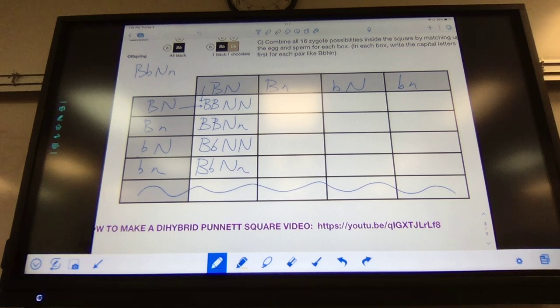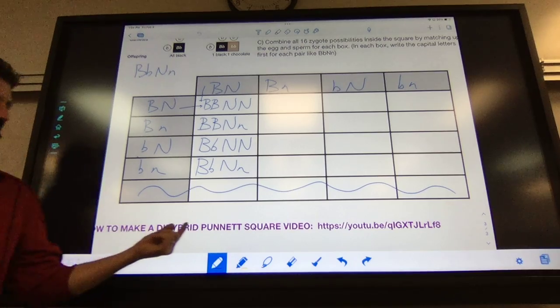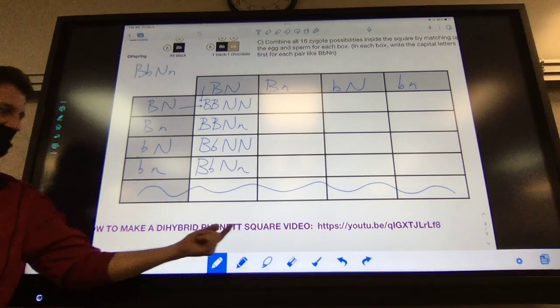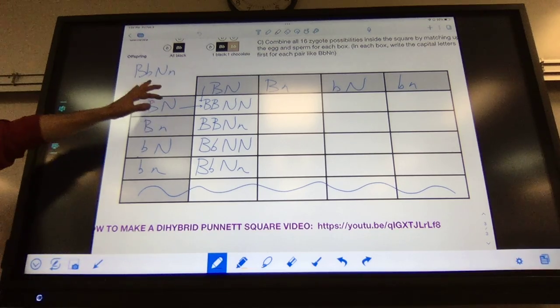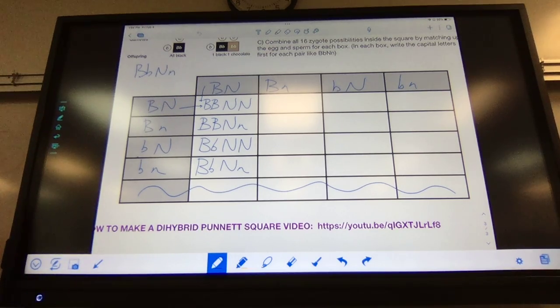This is as complicated as it gets. We only go to 2 traits inherited together in a dihybrid cross. There is a video for you. If you click on that link, it's going to take you through a dihybrid Punnett square, which is what we're doing right here, if you want to see a little more detail.